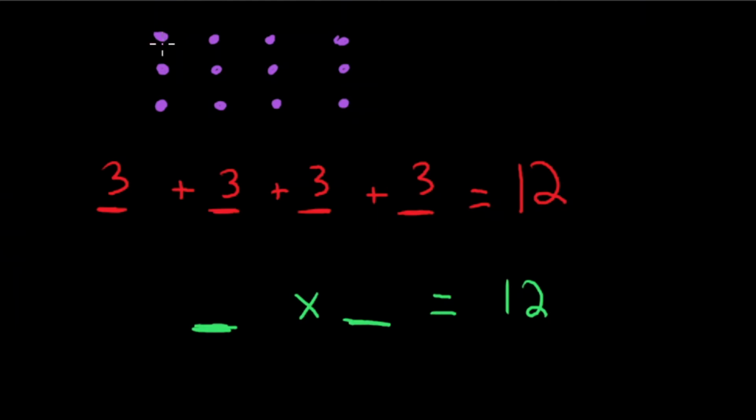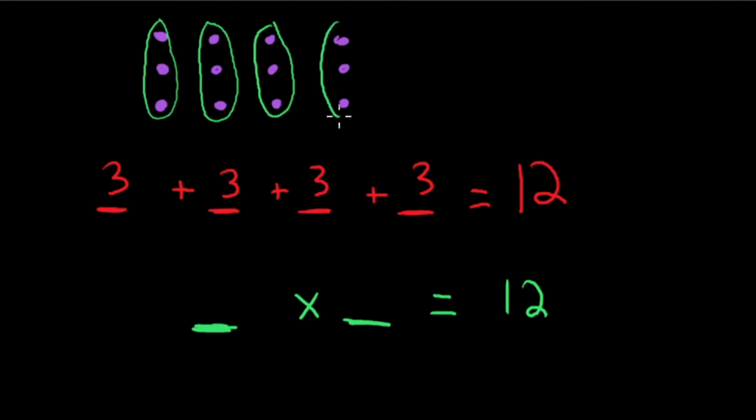And let's do that from columns. Okay, let's say that this is a group, this is a group, this is a group, and this is a group. All right, so we've got some groups here. Let's count how many groups we have. We've got 1, 2, 3, 4. We've got 4 groups.